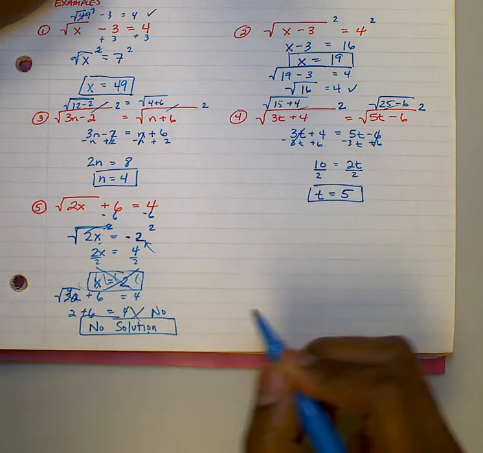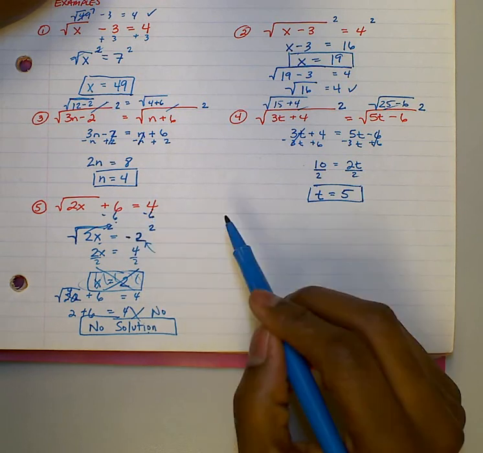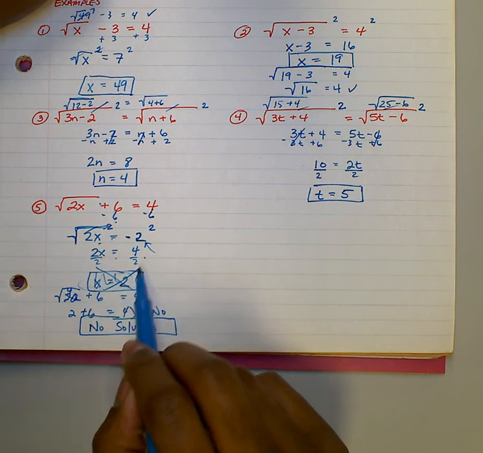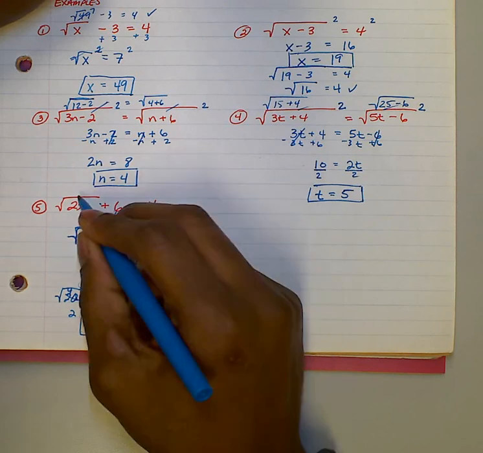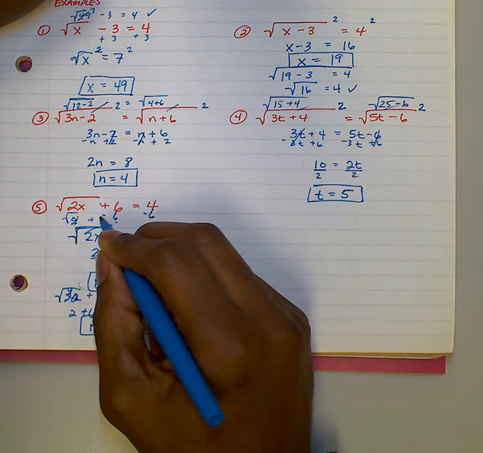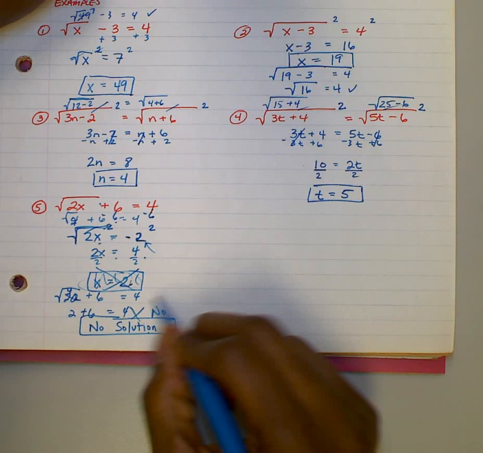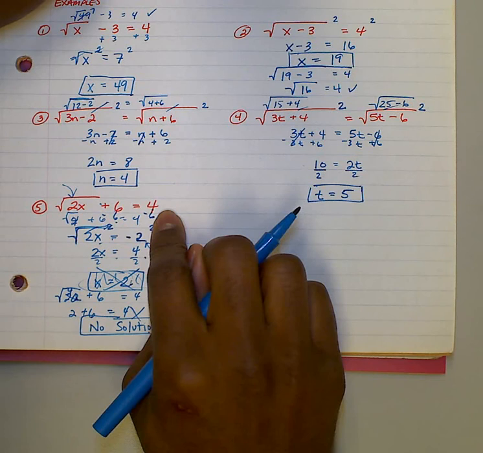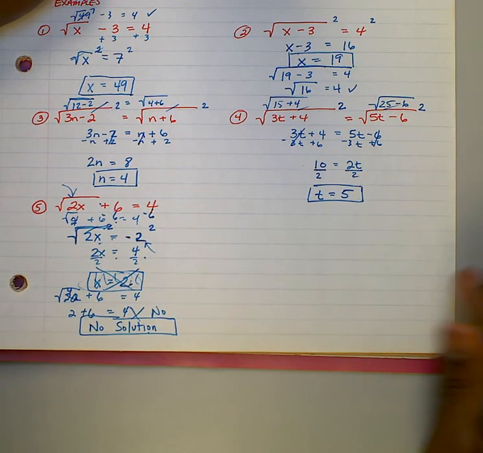So again, just because I was off the camera, we subtracted 6 from both sides. We squared both sides. We ended up with 2x equals 4. We found that x was 2. But once we plugged it into our equation, we got radical 4 plus 6 equals 4. Radical 4 is 2. 2 plus 6 is actually 8. It didn't work out for us. We would need this radical to come out to be negative 2 in order to solve this problem. So there's no way that could happen. So there's no solution for that problem.